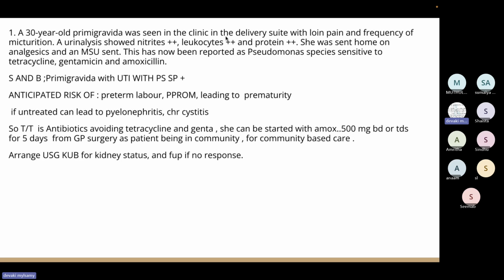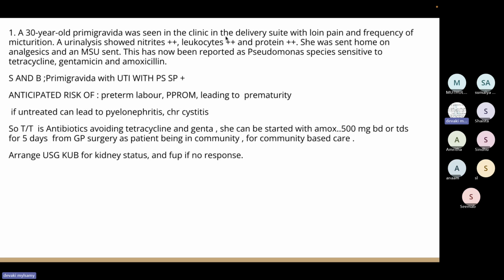So the modality of treatment will be tablet or capsule amoxicillin, 500 milligram BD or TDS depending upon the doses, so mostly TDS, which needs to be arranged at the GP surgery. Since the patient is not discharged here, the patient was seen in the hospital. She was not admitted, so this needs to be communicated to the GP surgery for further community-based care. Okay, so if she gets relieved, she can continue her follow-up as it is. If she is into community-based care, she will continue her community-based care.